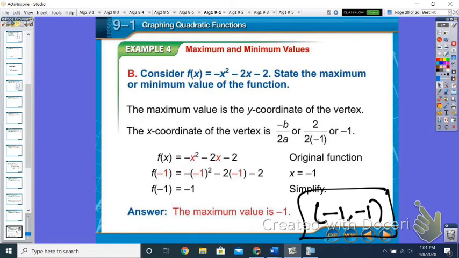Okay, so just so you don't get confused here, the -1 we found by using -b over 2a. They substituted that -1 in, and they got a -1 back out. I know it's a little confusing because you're seeing a bunch of -1s, but that's what happened. So that's why the vertex is -1, -1.